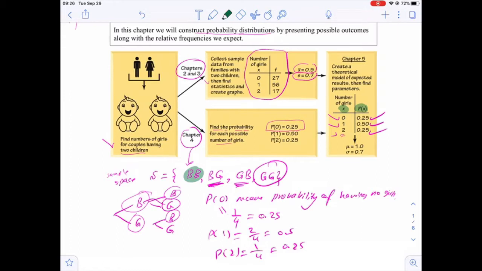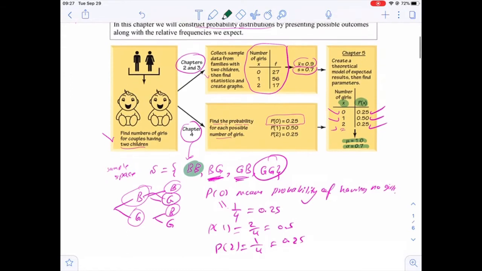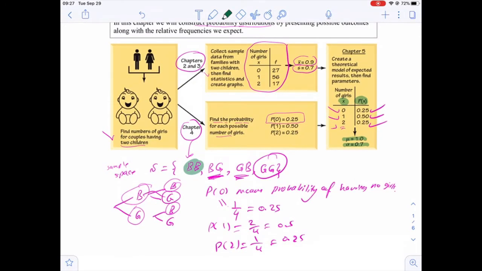And then from this we can find parameters like mu, the parameter for the mean of the population, and sigma, which is the standard deviation for the whole population. We'll learn how to find these measures, mu and sigma, and the variance. We'll have some formulas for that, but for now this is the idea: in this chapter, probability distributions and how to find these measures or parameters from that distribution.